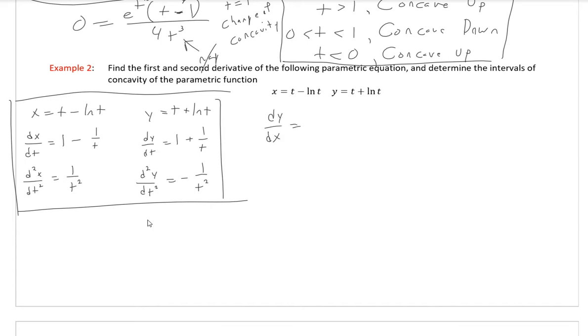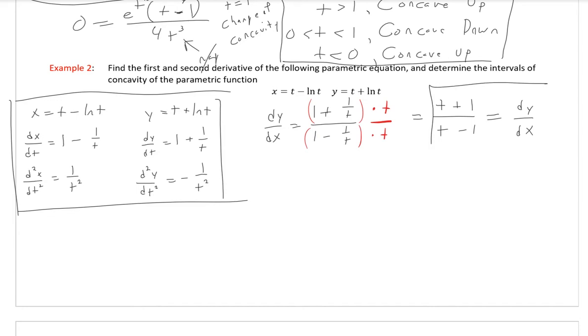The first derivative is dy dt over dx dt, so 1 plus 1 over t over 1 minus 1 over t. We can leave it like this, or we can simplify a little bit, and all that takes is multiplying top and bottom by t. If we do that, that'll clean it up. I'll have t plus 1 over t times t is 1 over t minus 1. So that's my first derivative.